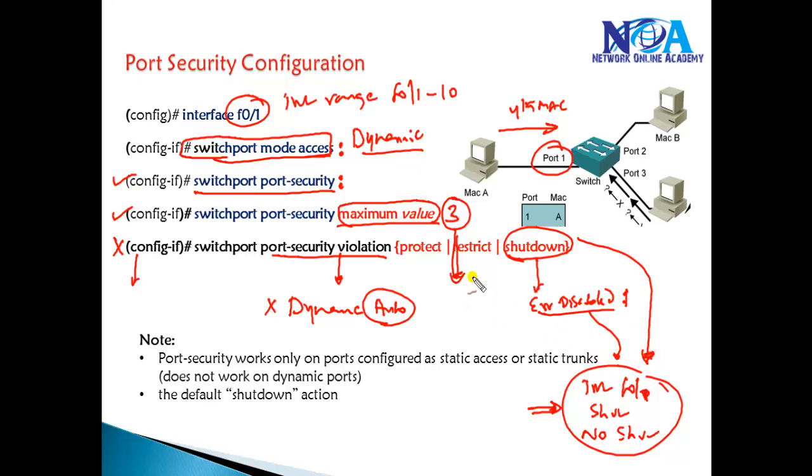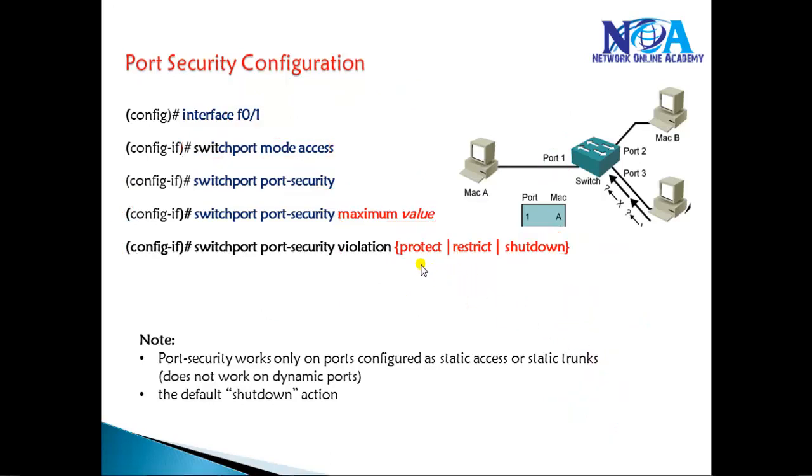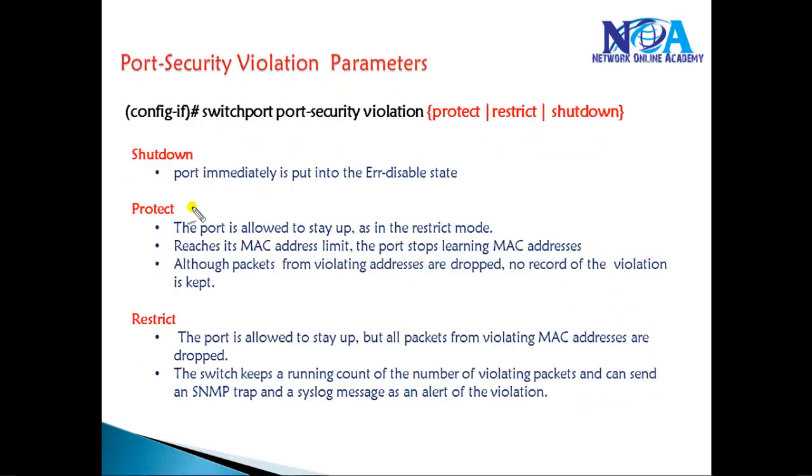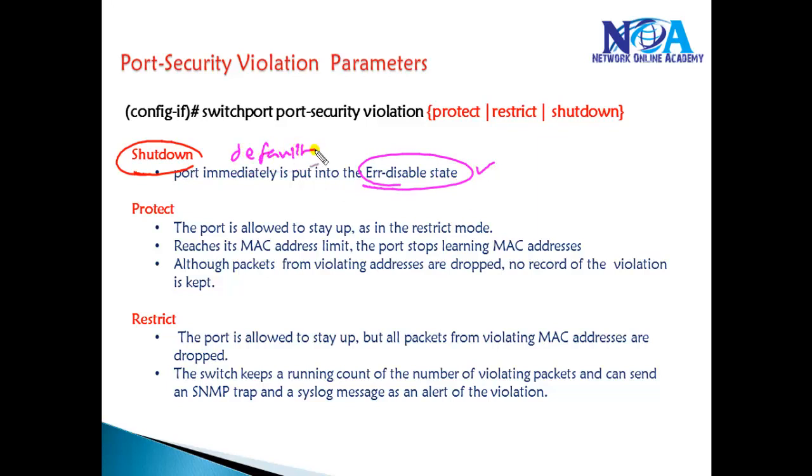Now there are some other options we can use, like protect and restrict. There is a slight difference from shutdown. Whenever we say shutdown, it's going to simply put the port into error disable state, and this is the default violation rule whenever we implement port security. In some cases, we don't want to put the port into error disable state or shutdown state. We can also use an option called restrict or protect.